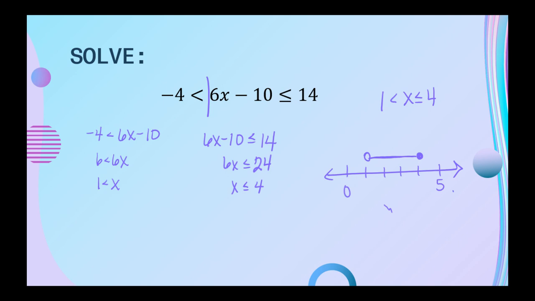You're just splitting it into two parts at the signs and solving each. I'm not going to say half because that's not right, but each side. And then getting your compound inequality and graphing it.